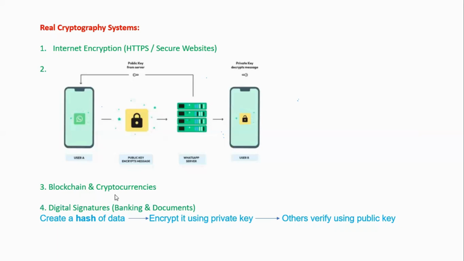And the blockchain and cryptocurrencies, you have seen that it is decentralized, where the data is not centralized and all have equal access to it. Similarly, it is used in the digital signatures of banking and documents. They create a hash of the data with a private key, and others can verify using the public key. Like you have seen the digital signature on banking documents, and if you scan it, you can verify whether it is fake or not. So in this way, real cryptographic systems have been made.